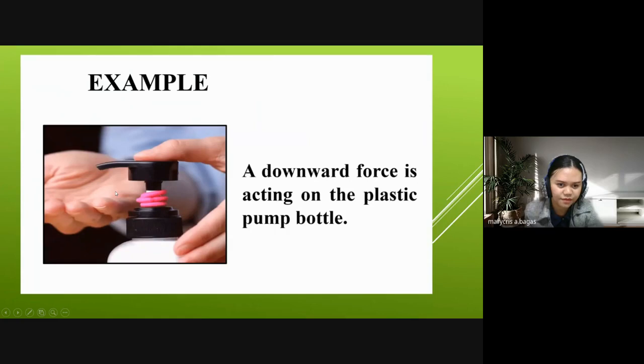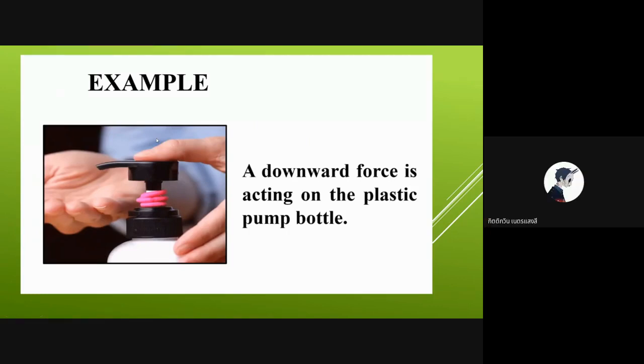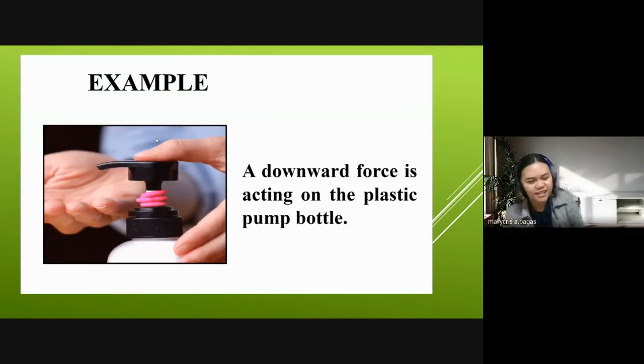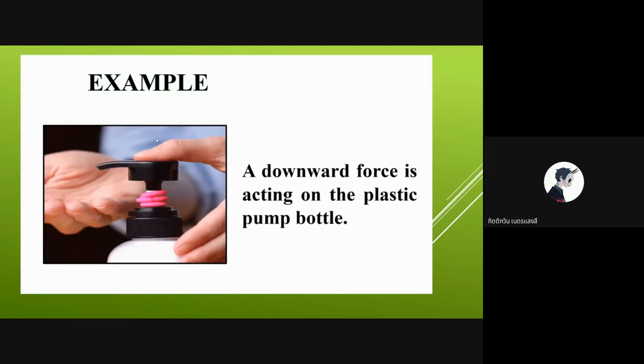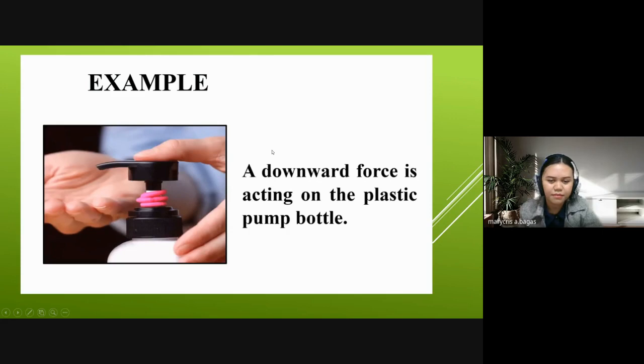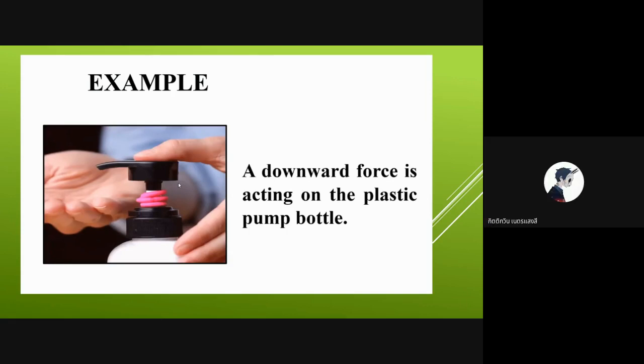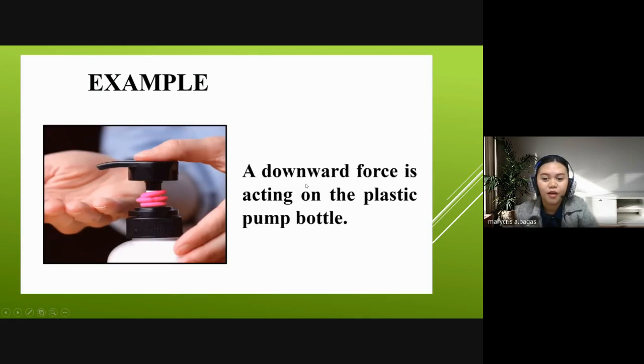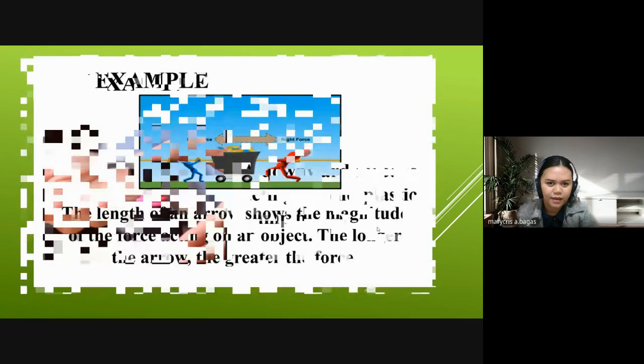Example, a downward force is acting on the plastic pump bottle. For example of this, do you have one like this in the house? Yes. Like shampoo, lotion, right? And I have sanitizer, cream. For you to get something, you need to push downward. You exert force or effort.